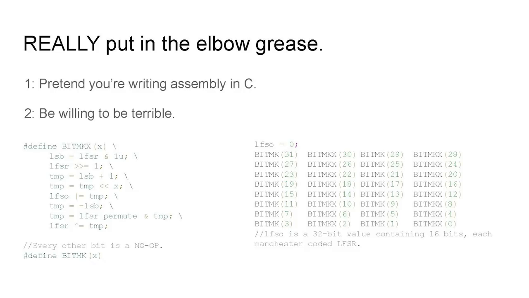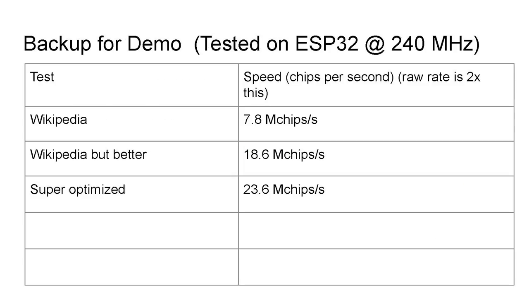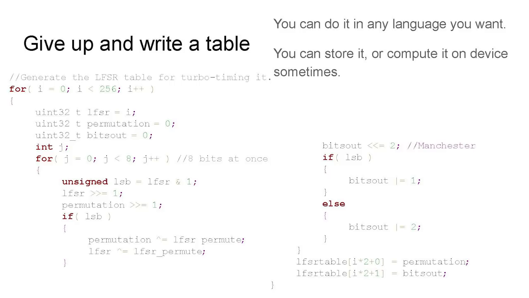So I pretended I was writing assembly, but I was actually writing C code, which, by the way, is a really cool thing to do. If you can take code, compile it, and then look at what the assembly was, you can learn how to help the compiler write the code for you. I need one more minute. And then that was super optimized at 23.6. But I'm like, okay, that's already faster than I need, but I'm still just going to keep going for it.